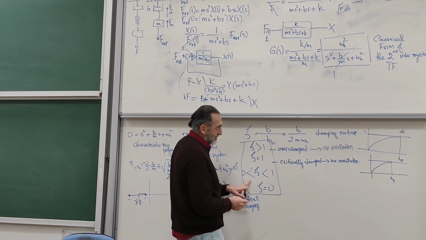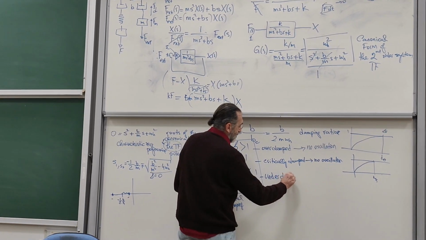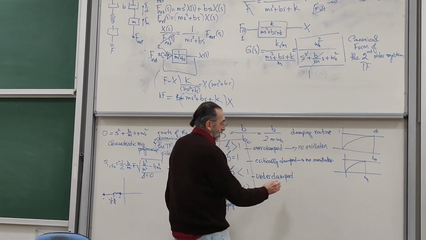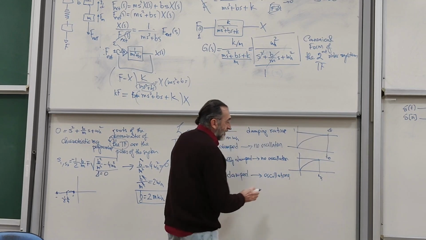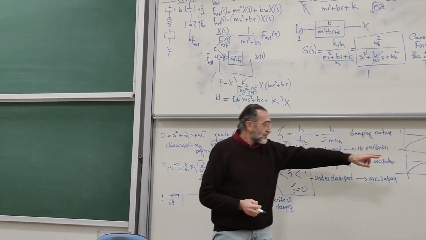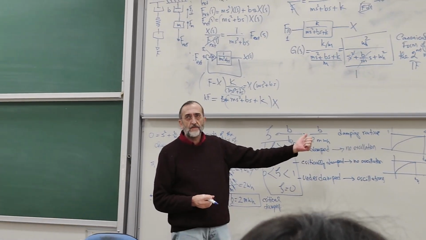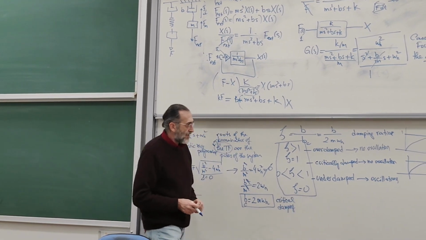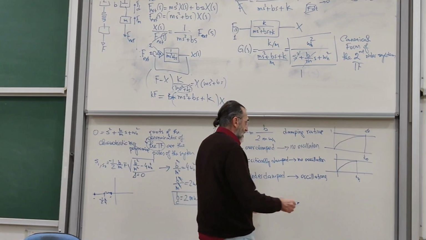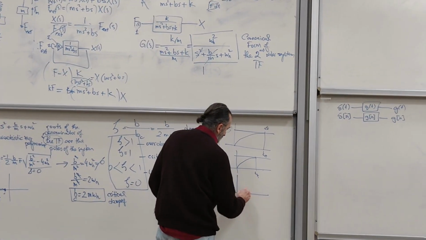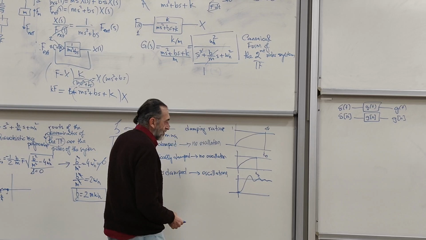If it's between 0 and 1, then the system is underdamped. Therefore, there's going to be oscillations. Now, don't get this wrong. Here, the system wants to oscillate, but the damper doesn't let it. There are oscillations, and they last a certain time and they damp off.